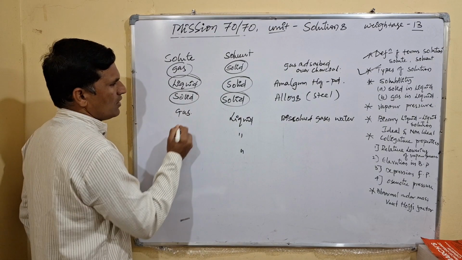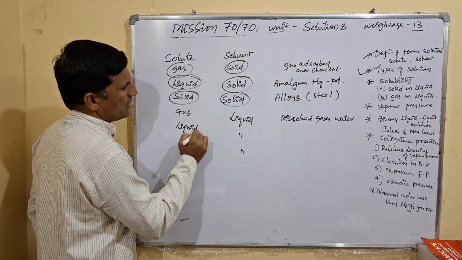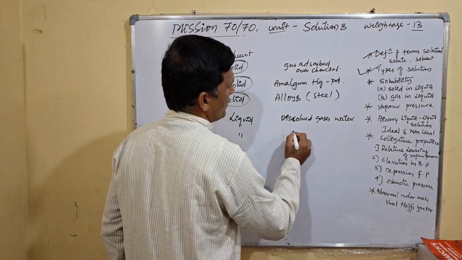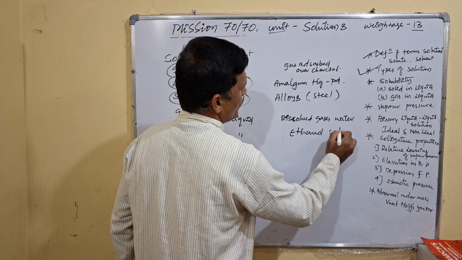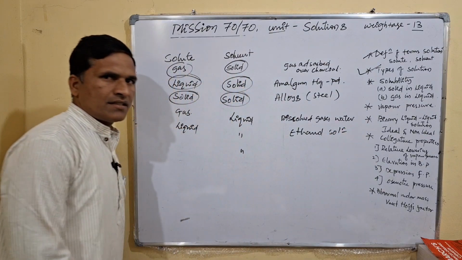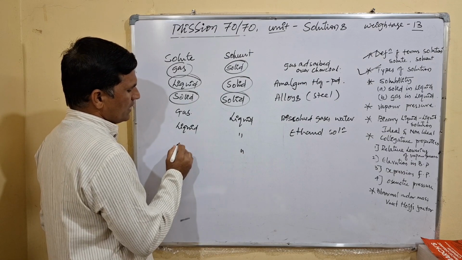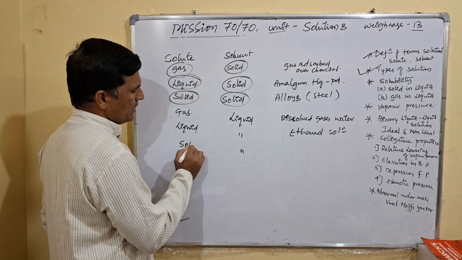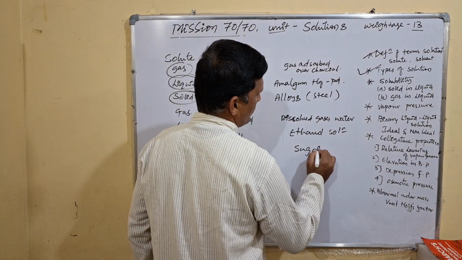Next, after this, liquid in liquid. A very good example is ethanol solution, of various proportions. Ethanol solutions. Then, followed by that, solid in liquid. We have already discussed that: sugar solution, salt solution.